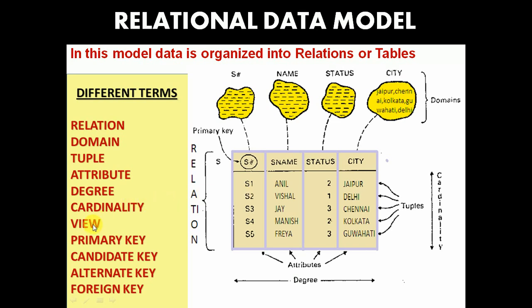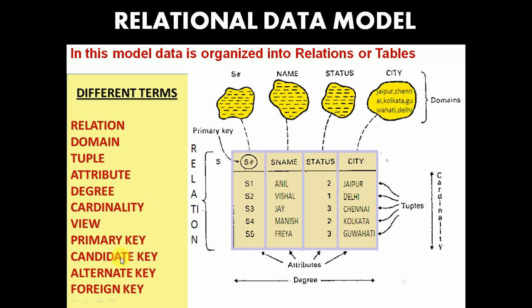Next is view. View is a virtual table which is not existing, but we can create different virtual tables from the existing database. Next is the primary key. Primary key is the key or the column which is used to uniquely identify each and every record in a table. For example, in this table, S1, S2, S3 is unique for every row, so this can be used to identify each and every record.